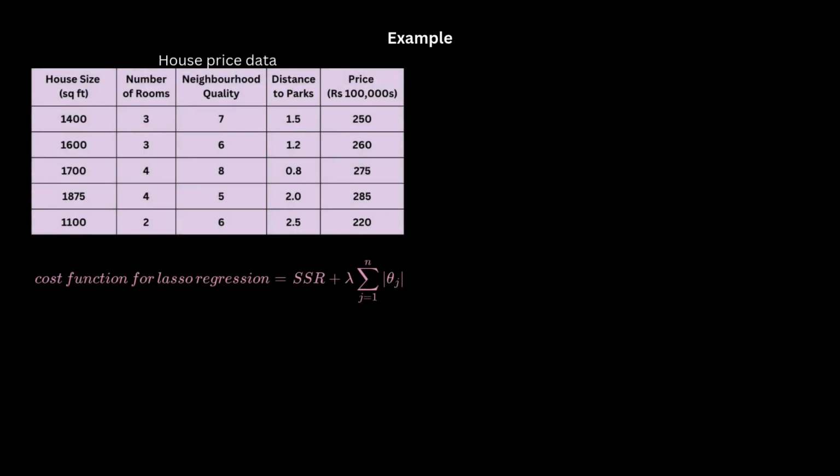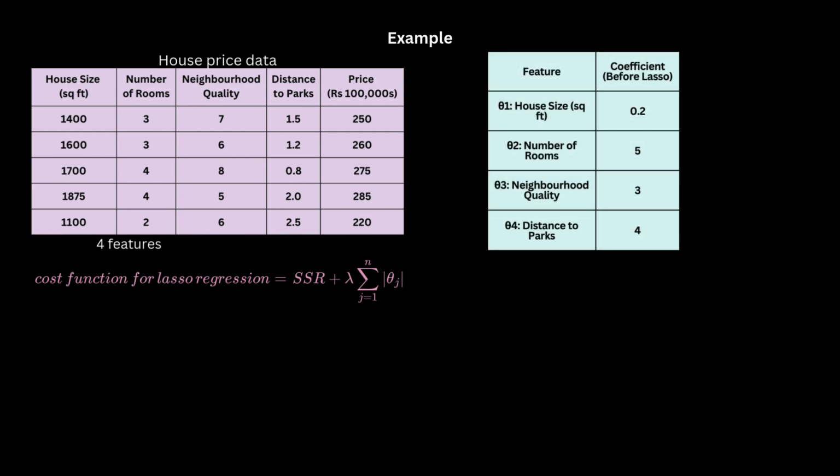Now let's understand this with an example. Let's say you have a dataset predicting house prices based on multiple features like house size, number of rooms, neighborhood quality, and distance from parks. Some of these features might not contribute significantly to predicting the price, right? Now, let's say after fitting a standard linear regression model without regularization, we get the following coefficients. So, plugging these values into the lasso cost function would result in this equation.